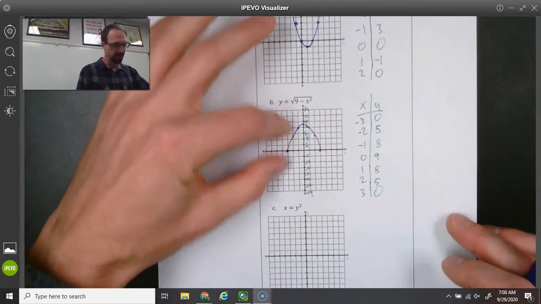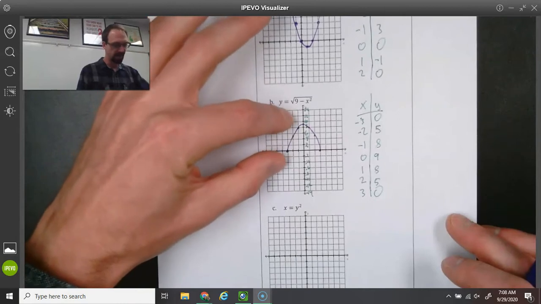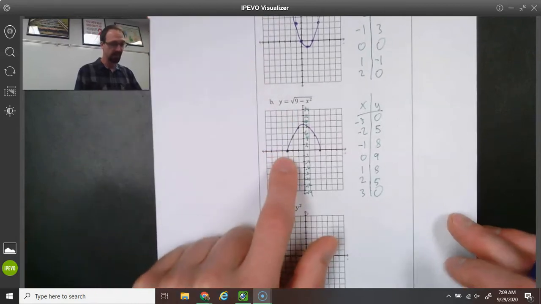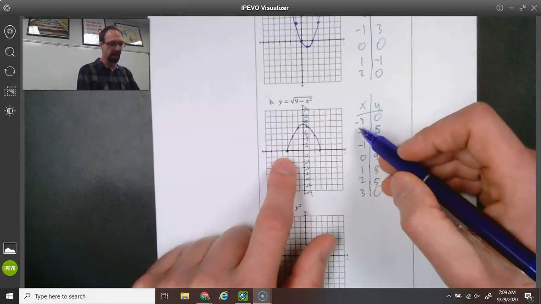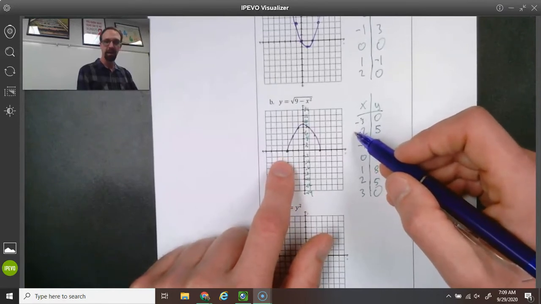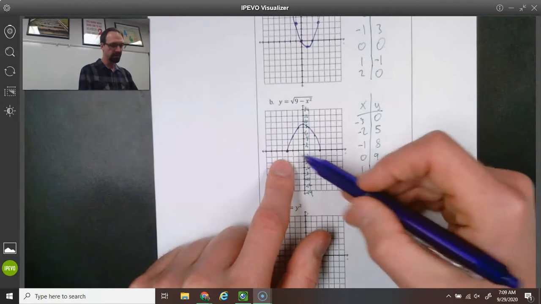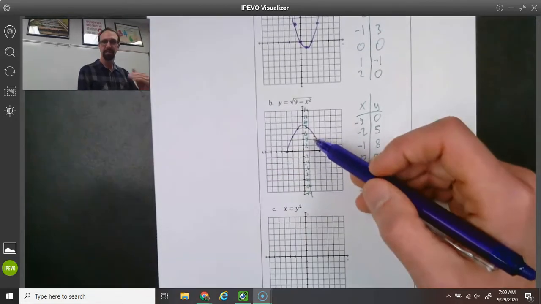So going through, we can see the lowest x value I'm going to have is at -3. If I go any farther, -4, I'm going to end up with a negative under the radical. So this is literally the lowest value that it can go.